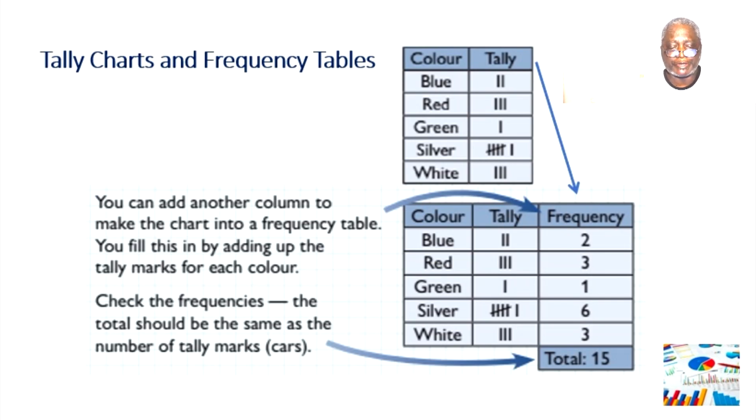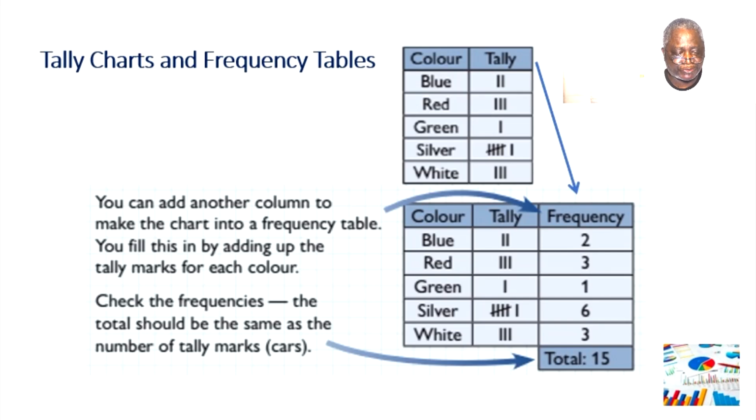The table on the right in this diagram is the tally chart, and then a frequency table is added to make it easier to understand what the information is about. You can add another column to make the chart into a frequency table. You will fill this in by adding up the tally marks of each color.